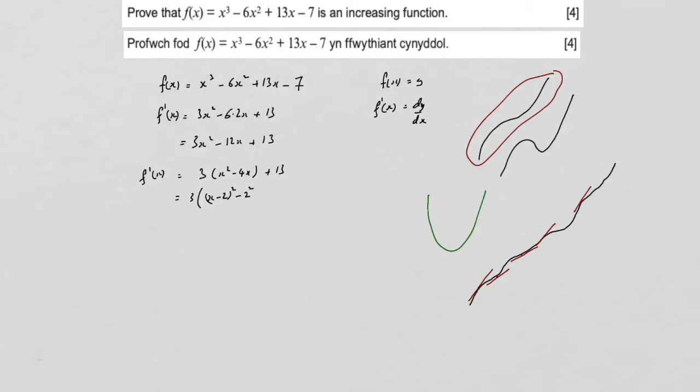And if you're at all uncertain about completing the square, there's an explanation of it in question 5 of the FMSP3 videos in this playlist.